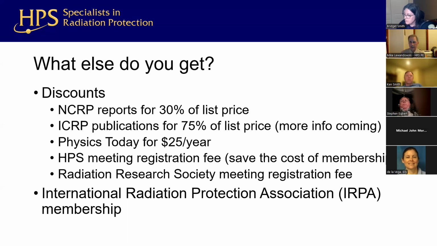If you're a closet physicist, you can subscribe to Physics Today for $25 a year. You get a reduced rate to attend an HPS meeting. In fact, that reduced rate is the cost of membership. So just attending an HPS meeting, you'll break even on your membership dues right at that point in time. If you attend a Radiation Research Society meeting, you get a break on the registration fee as well. And you will get membership in the International Radiation Protection Association, IRPA, for free.